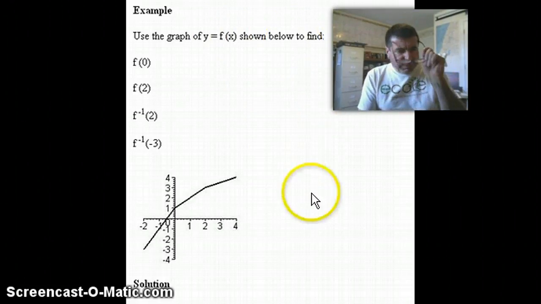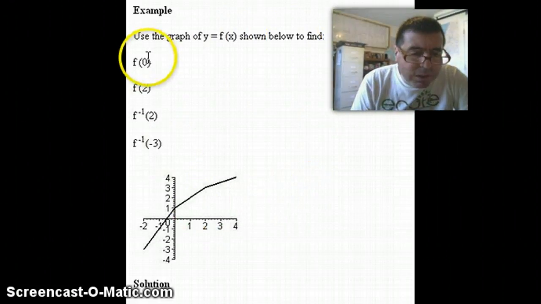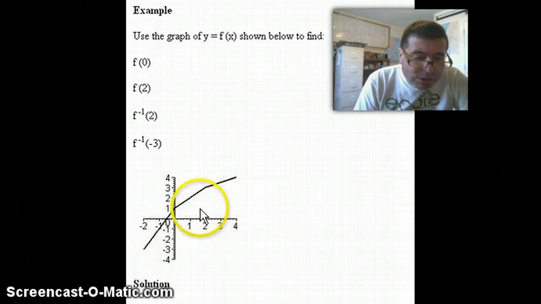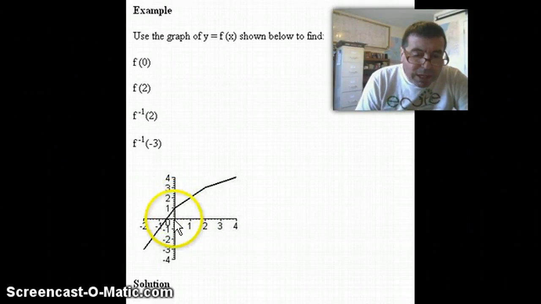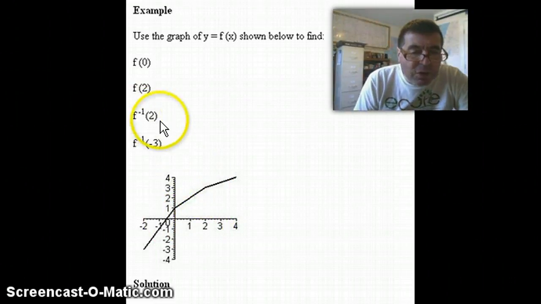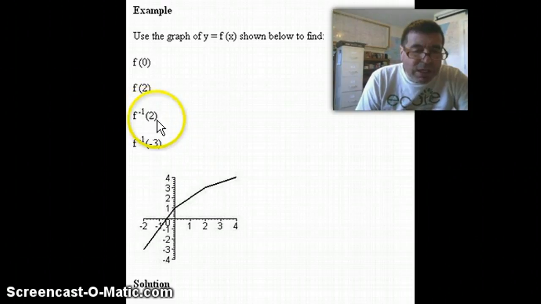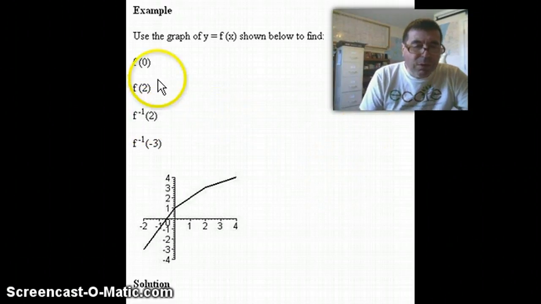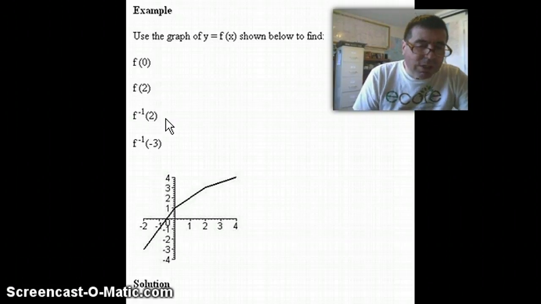Okay, so here's f of 0. F is the function. For f of 0, I'm going on the x-axis for my domain value, and going up to the function. That would be 1. F of 2, I'm going over here, going up. That looks like it's going to be 3. Now, inverse f of 2. Before, it was you give me an x, I give you a y. Now it's like calling Radio Shack: you got answers, we got questions, or whatever.